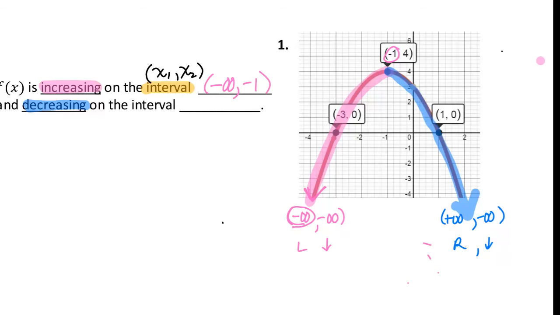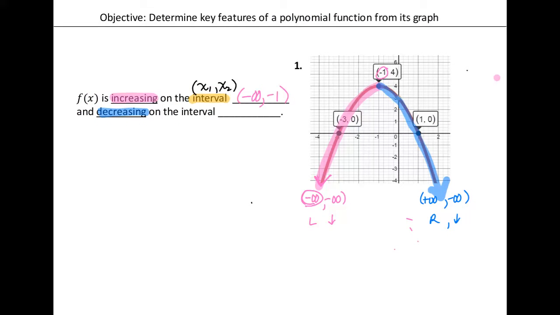So then for my interval for decreasing, remember, looking at two x values. So I'm going to look at the start of the blue. At the start of the blue, I'm at -1, and the blue keeps going forever until positive infinity. Okay, so my interval is going to be -1 to positive infinity.